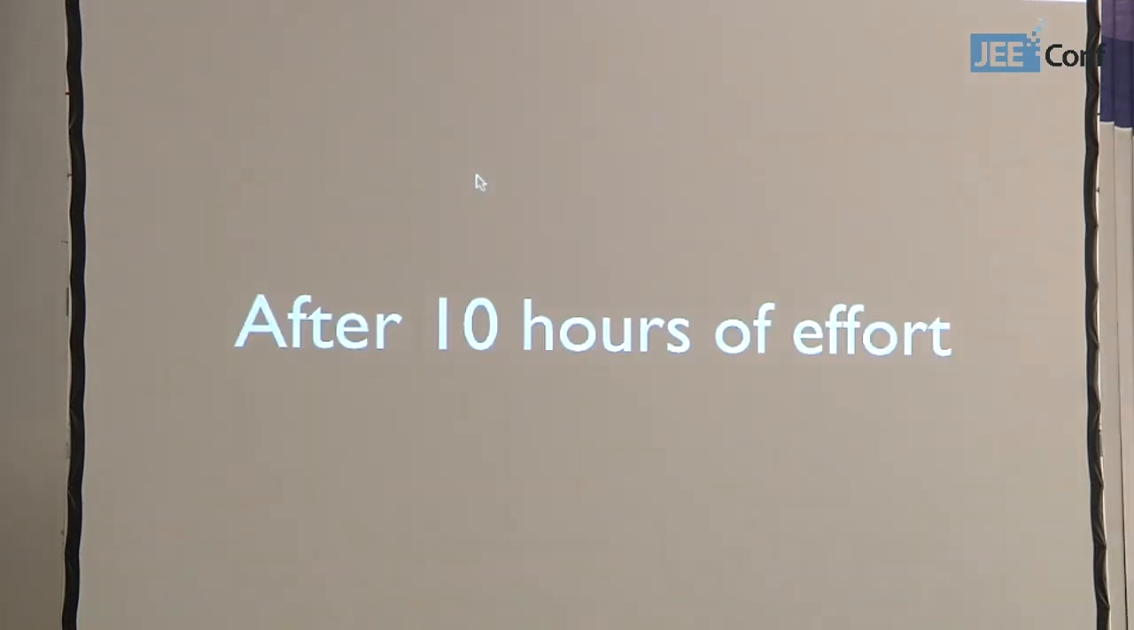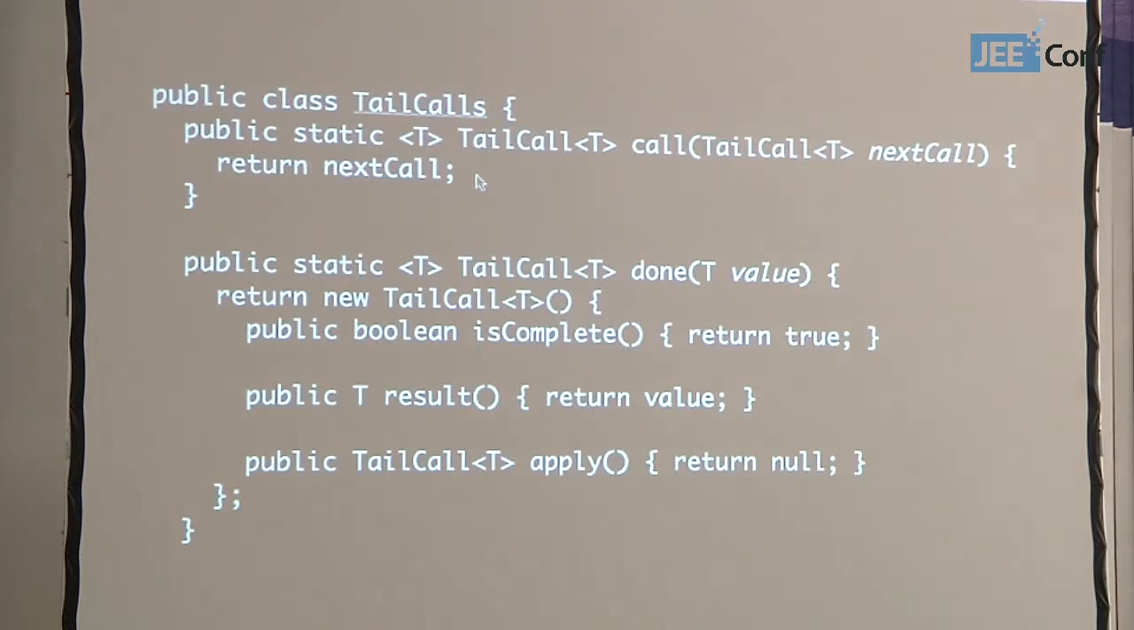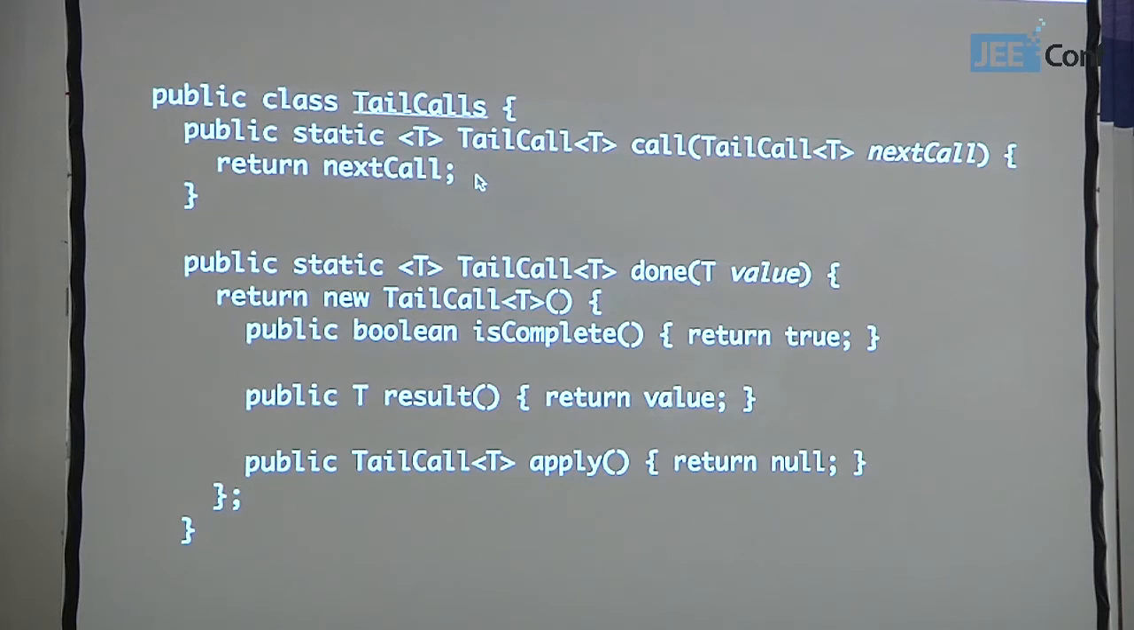So I did. After 10 hours of refactoring effort, right? The 12 hours is gone. After 10 more hours of refactoring, I got this. What does this do? Tail call is an interface over here, a class tail calls. It really has a call method, which simply returns next call. What does done do? Done says, I got an anonymous inner class here. If it's complete, then return true. A result returns value. Well, a bunch of stuff related to Java 8. I don't expect you to know this right now, but don't worry about it. That's not where I want to go.